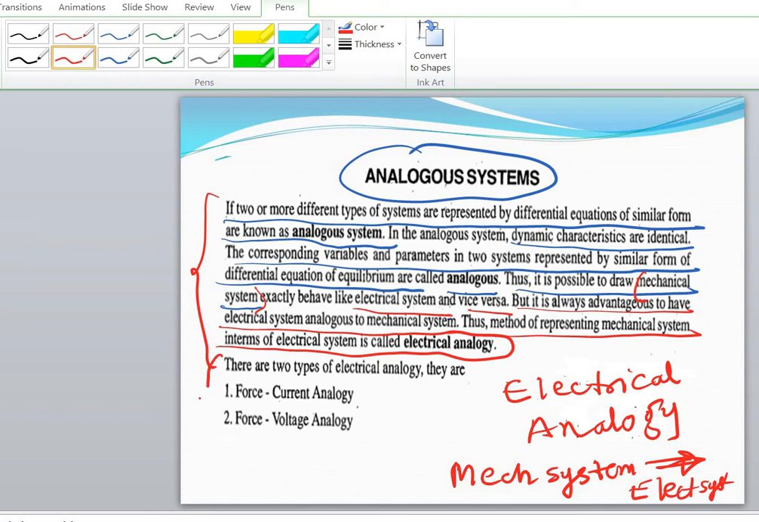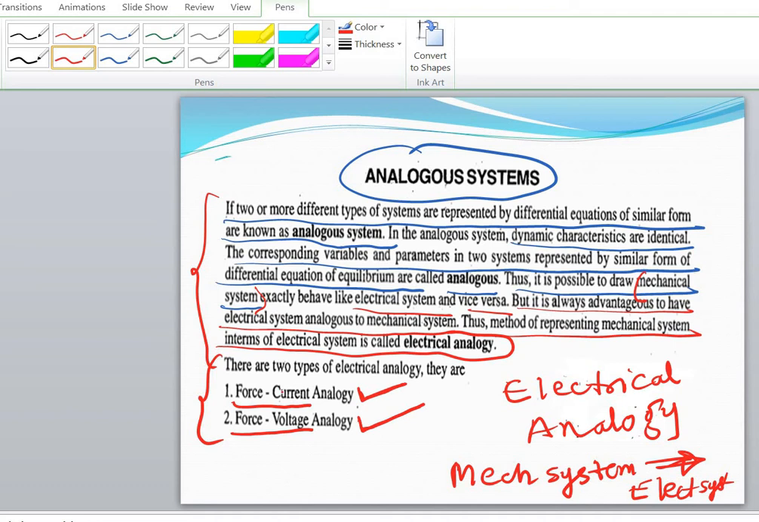Electrical analogy is of two types. One is called force current analogy. Another is called force voltage analogy. Very important. What do they mean? If the force in the mechanical system is equivalent to current in the electrical system, then it is called force current analogy. If the force in the mechanical system is equivalent to voltage in the electrical system, it is force voltage analogy.